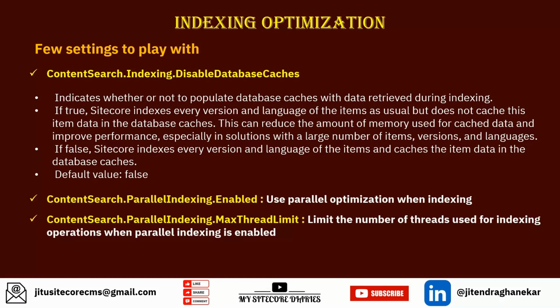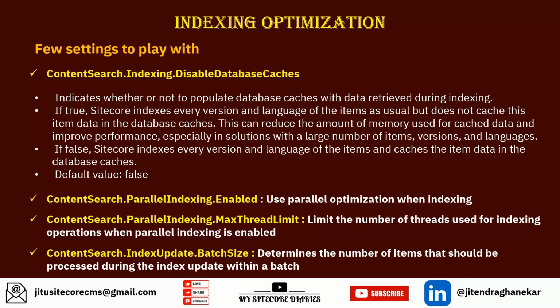Then there are two configurations which define your parallel indexing, whether you want to do parallel indexing. One is parallel indexing enable, which uses parallel optimization when indexing. The other is the parallel optimization max thread limit, which gives the limit of the number of threads used for indexing operations when parallel indexing is enabled. How many threads you want to run? Again, this has pros and cons and depends on your infrastructure, so you have to check which setting is helpful for you.